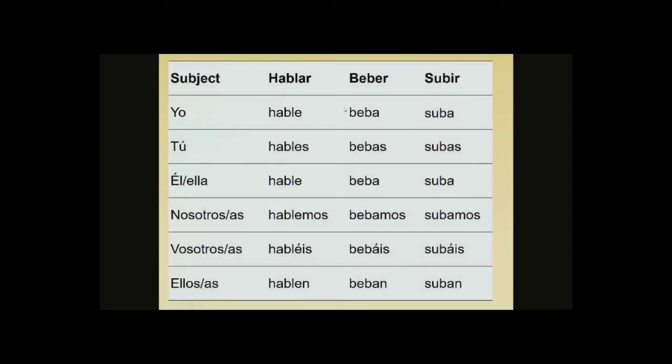Yeah, so the ER and the IR conjugations are exactly the same, aren't they, in the present subjunctive? Beba, suba, bebas, subas, beba, suba, bebamos, subamos, bebáis, subáis, beban, and suban. Yeah? Don't forget this accent, by the way, in these vosotros forms.